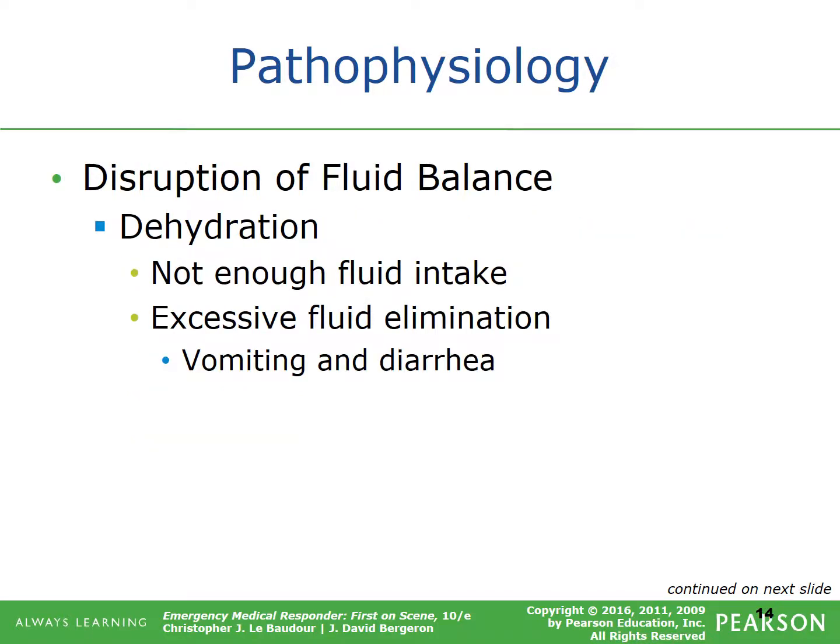I now want to talk about the disruption of fluid balance. Many factors, class, can disrupt the fluid balance in the body. Two of the most important are fluid loss and improper fluid distribution. Fluid loss occurs when an inadequate amount of fluid is taken in or when an abnormal amount of fluid is lost. This is called dehydration.